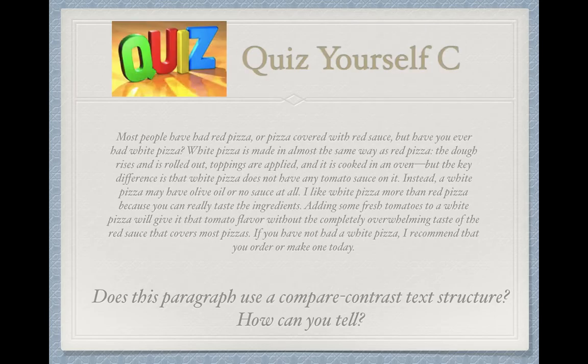Most people have red pizza or pizza covered with red sauce, but have you ever had white pizza? White pizza is made in almost the same way as red pizza. The dough rises and is rolled out, toppings are applied, and it is cooked in an oven. But the key difference is that white pizza does not have any tomato sauce on it. Instead, a white pizza may have olive oil or no sauce at all.